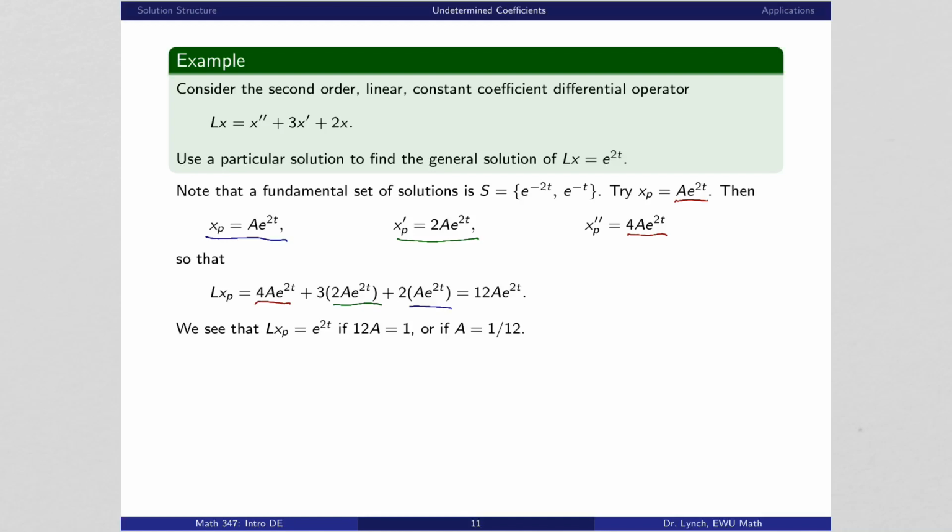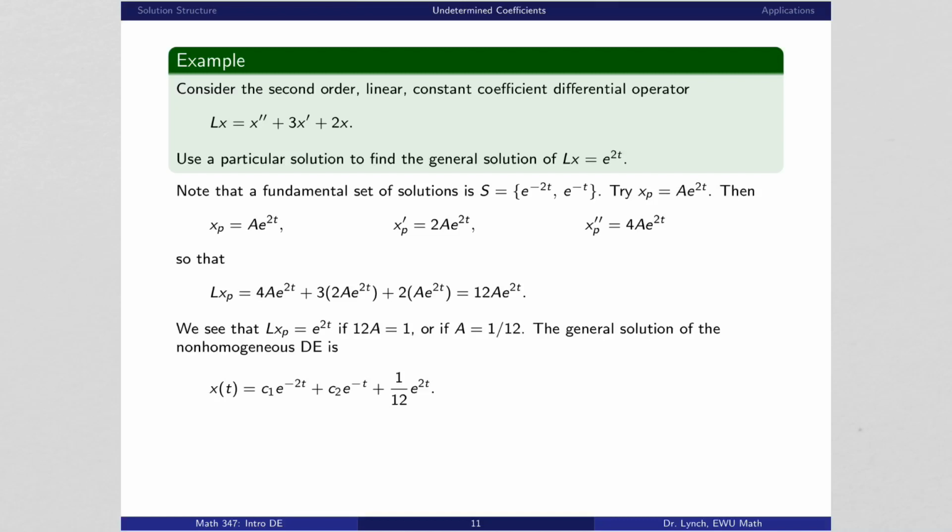Okay, so this is the method of undetermined coefficients. We've determined a solution to the non-homogeneous equation, x sub p equals 1/12 e to the 2t. We add to that the solution to the corresponding homogeneous equation, c1 e to the minus 2t plus c2 e to the minus t, and we have the solution of the non-homogeneous differential equation. So again here, this first part is the solution of the corresponding homogeneous equation, x sub h of t, and the second part is the x sub p that we find via the method of undetermined coefficients.